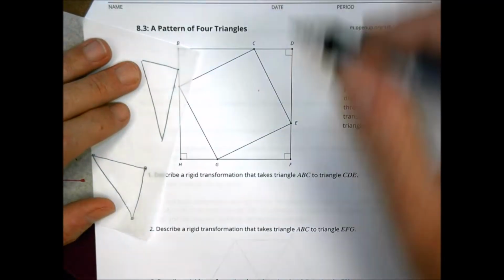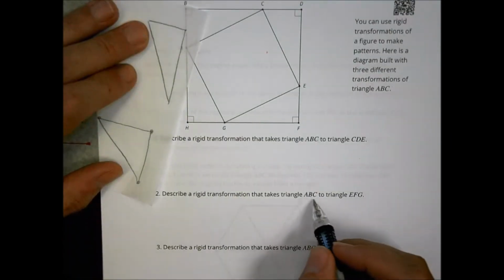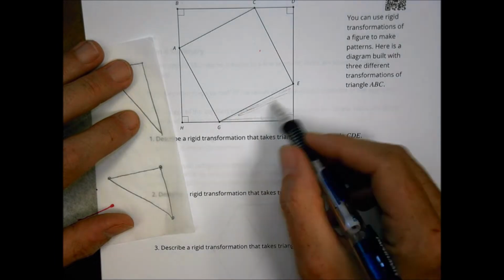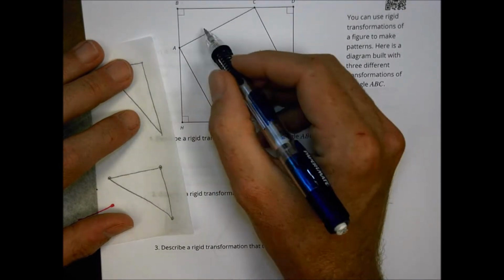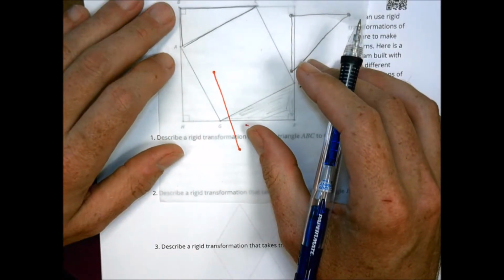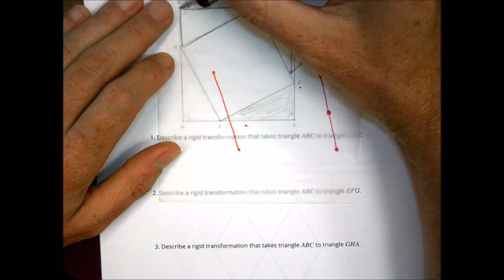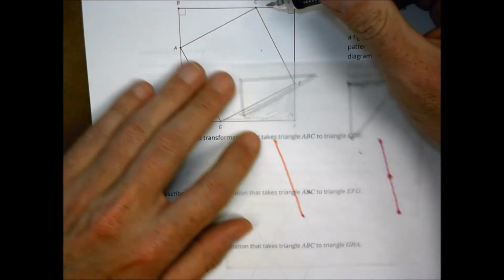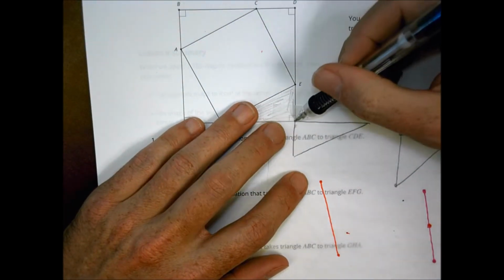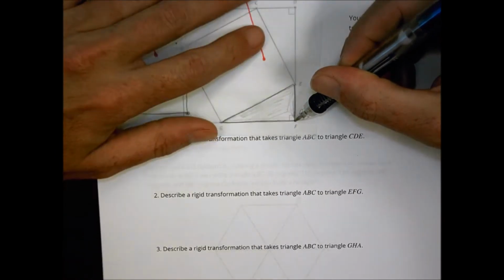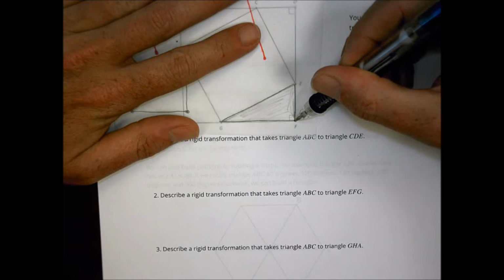The second one says describe a rigid transformation that takes ABC to EFG. EFG is the one down here in this space, so we're going to try to move this whole thing from there down to there. Again, similar idea. I could translate B all the way to F to start with. That would move the whole thing to there. And then I could rotate not 90 degrees, but keep going, 180 degrees to be in that same position.